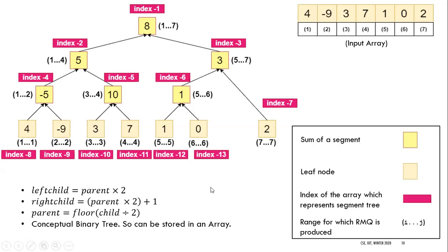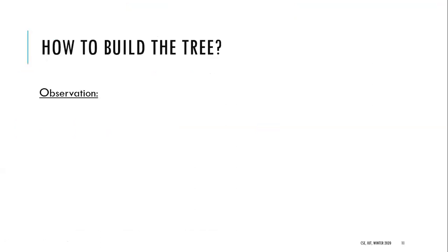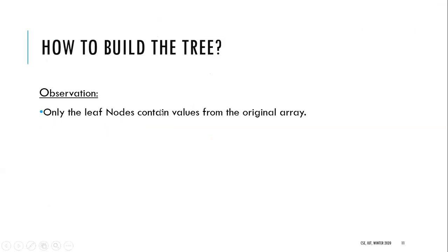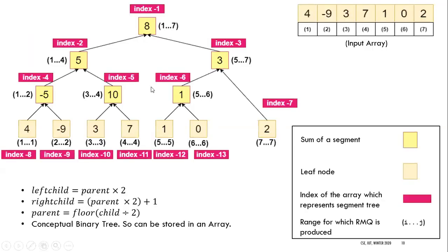So we have already got some ideas about how we can build this tree. Just to summarize, first of all, we have some observations. In the segment tree array, there are 13 indexes, but in the original array, there are only 7 indices. So the question is, in which node or position will these values go? My answer was that only the leaf nodes will contain the values from the original array.